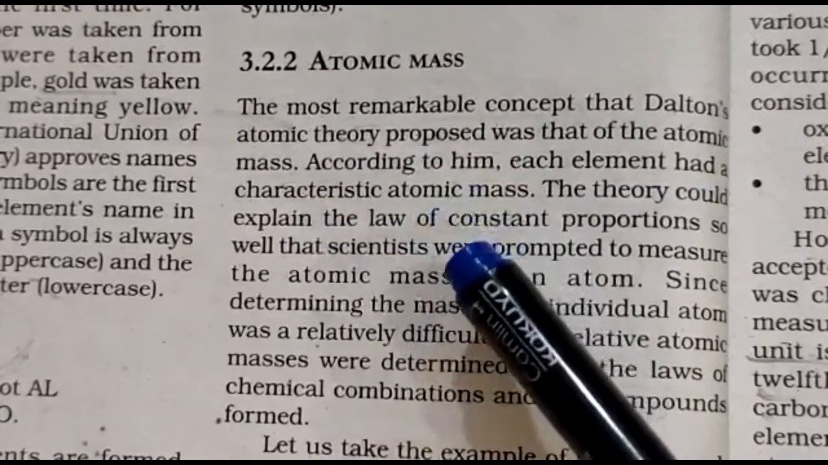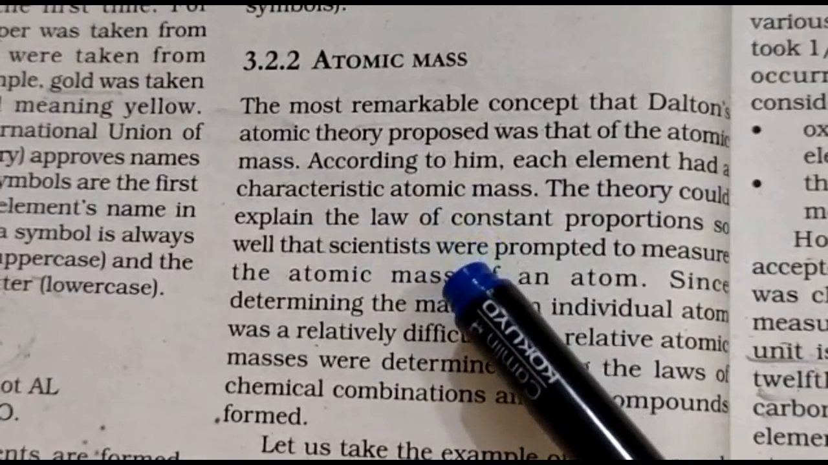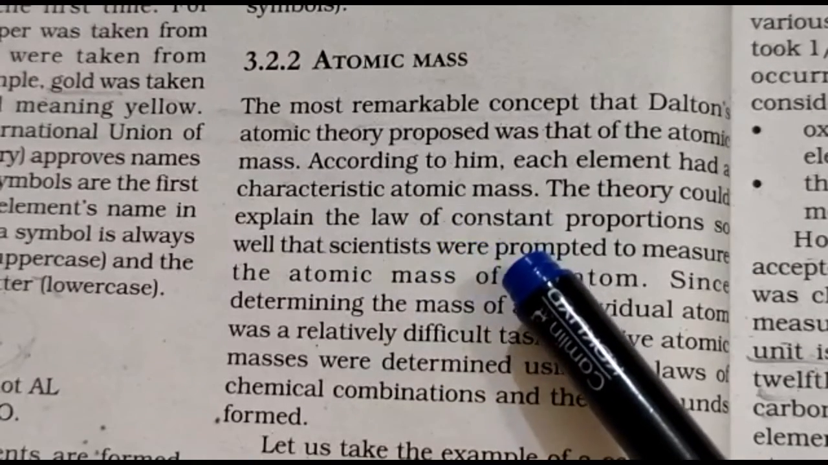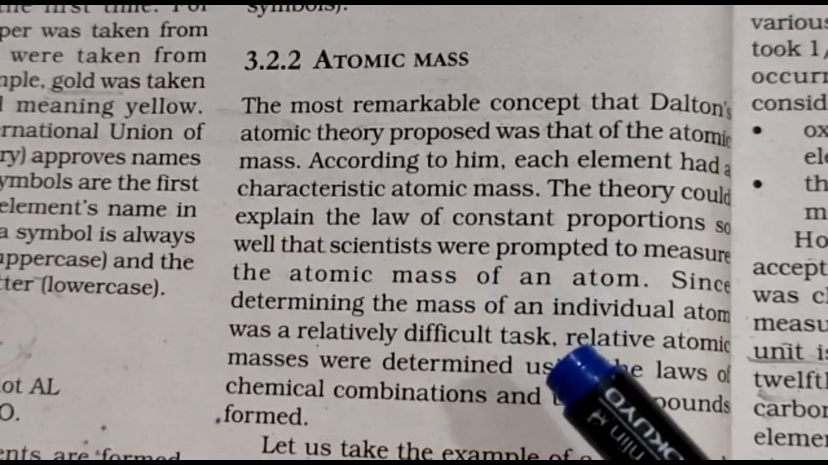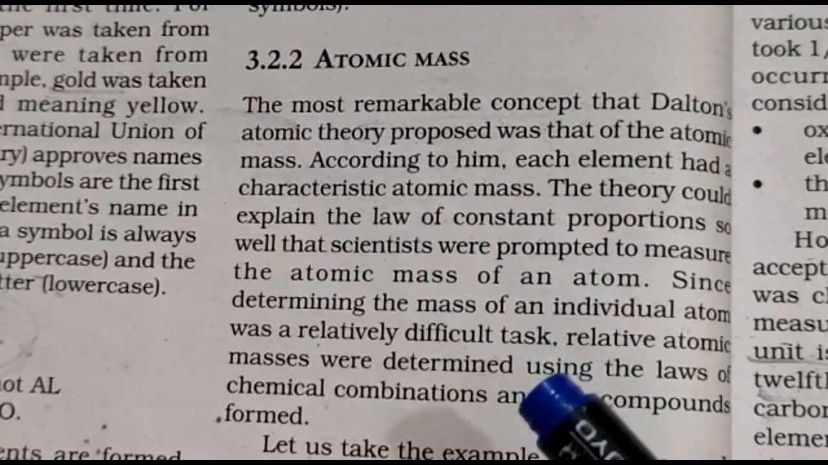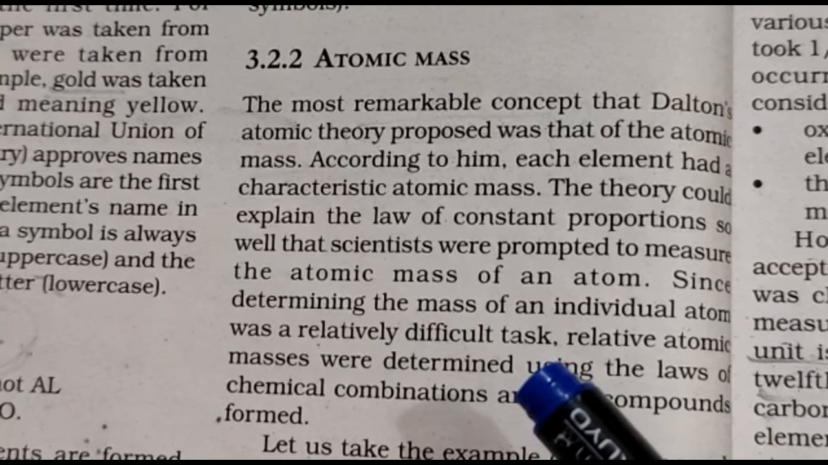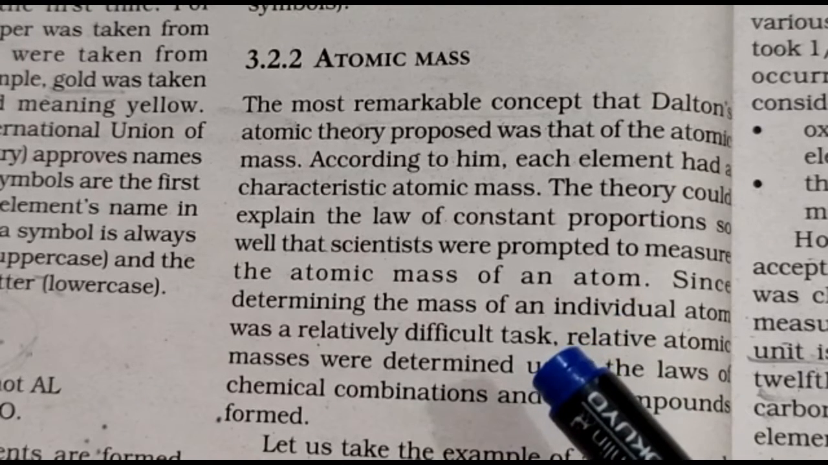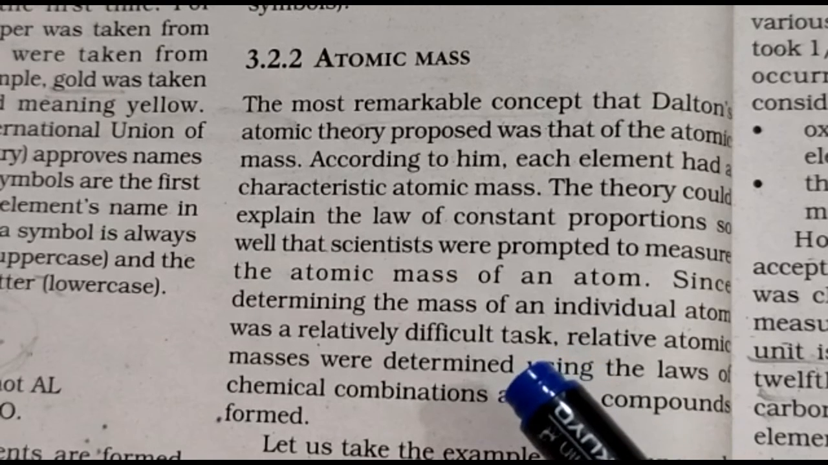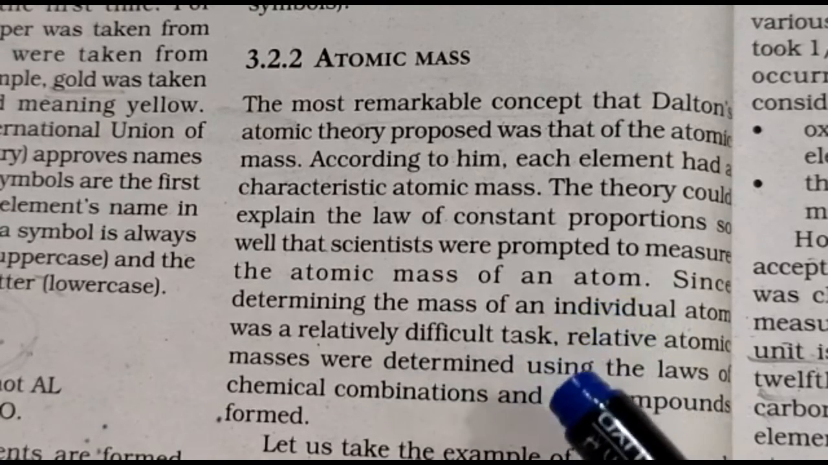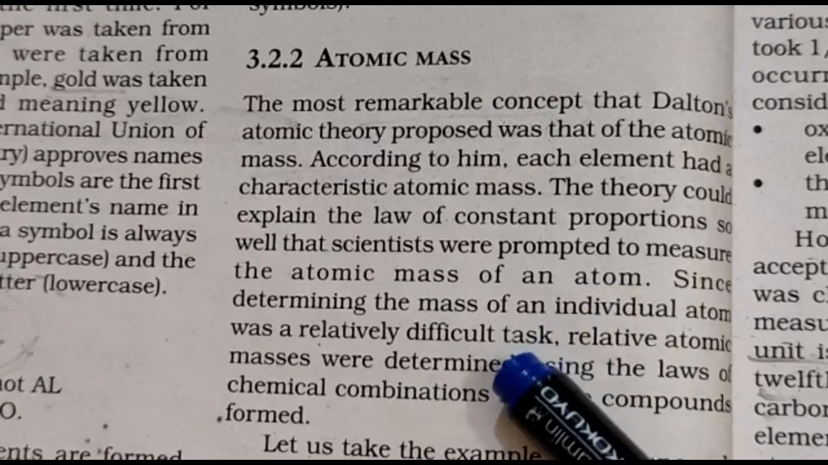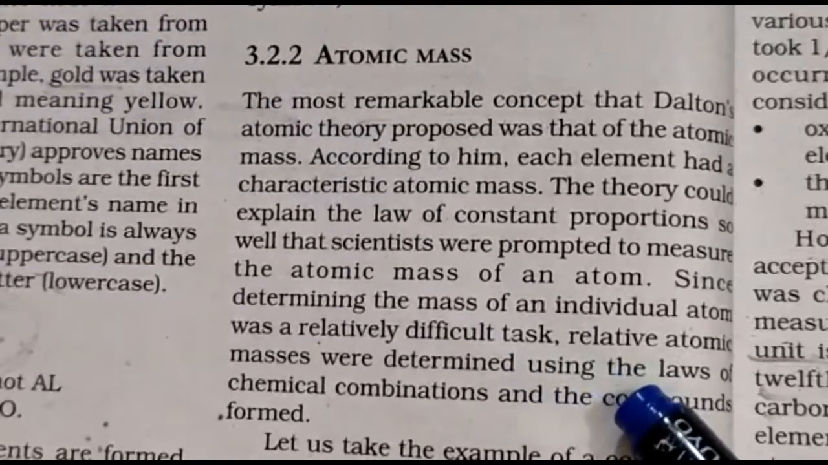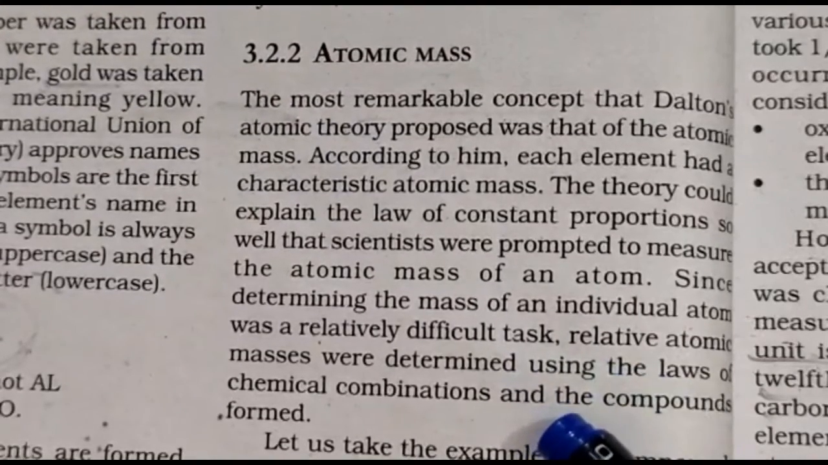Okay, and Dalton's theory very nicely explained the law of constant proportion. So the scientists were prompt to measure the atomic mass of an atom. As we know, an atom is quite small and is not visible, we cannot see it with the naked eye. So to determine the mass of one atom was a difficult task. Okay, so what was done? In place of finding atomic mass, scientists calculated relative atomic masses.